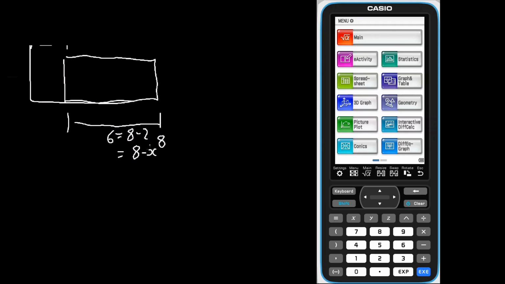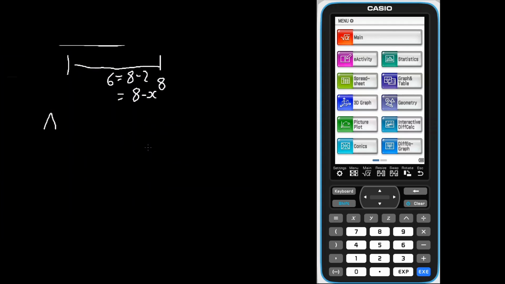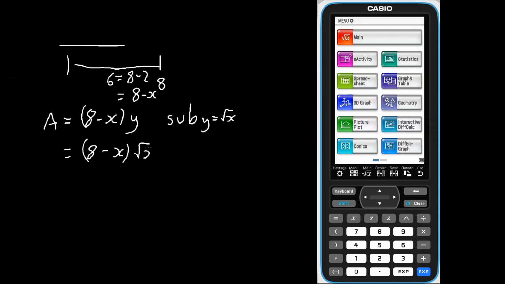Now, we need one variable to use and we can't use the y. So right now, what we've said is that our area, A, is equal to (8 minus x) times y. But we can't use that, there are two variables in there. Luckily, we have an equation where we can substitute y equal to the square root of x, because that's given. So now we can say (8 minus x) multiplied by the square root of x. Perfect. This gives us an equation that we can optimize for.